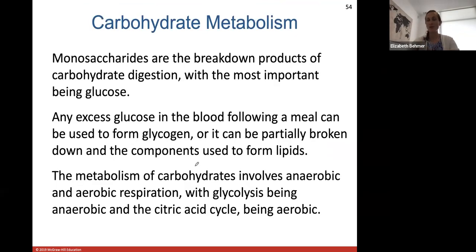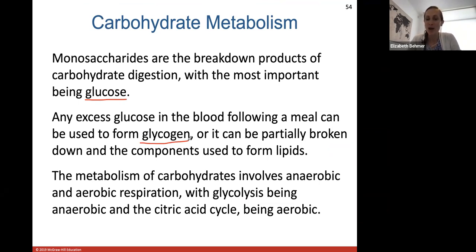Carbohydrate metabolism. So how do we break down carbohydrates? Monosaccharides are the breakdown products of carbohydrates. They're the simple sugars, with the most important monosaccharide being glucose. And any excess glucose in the blood following a meal can be used to form glycogen, which is the storage form of glucose, or it can be partially broken down and the components used to form other lipids.